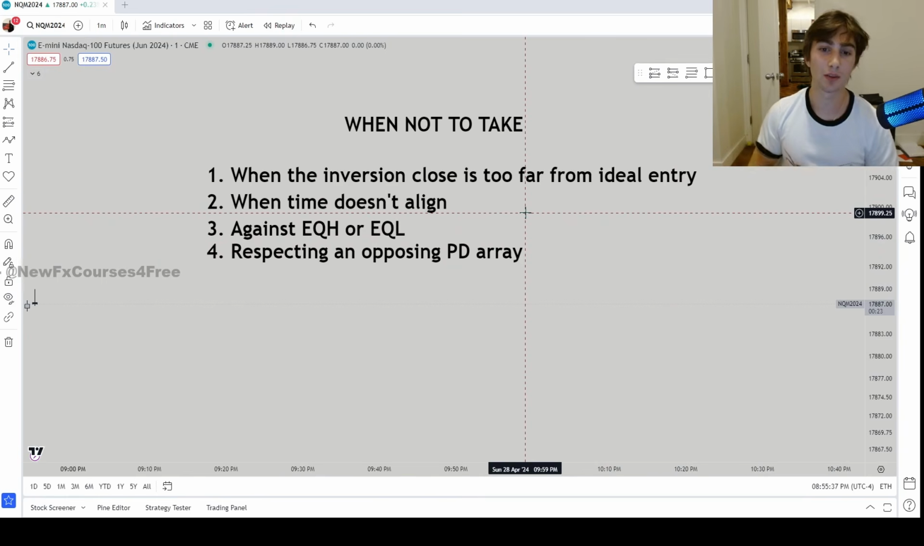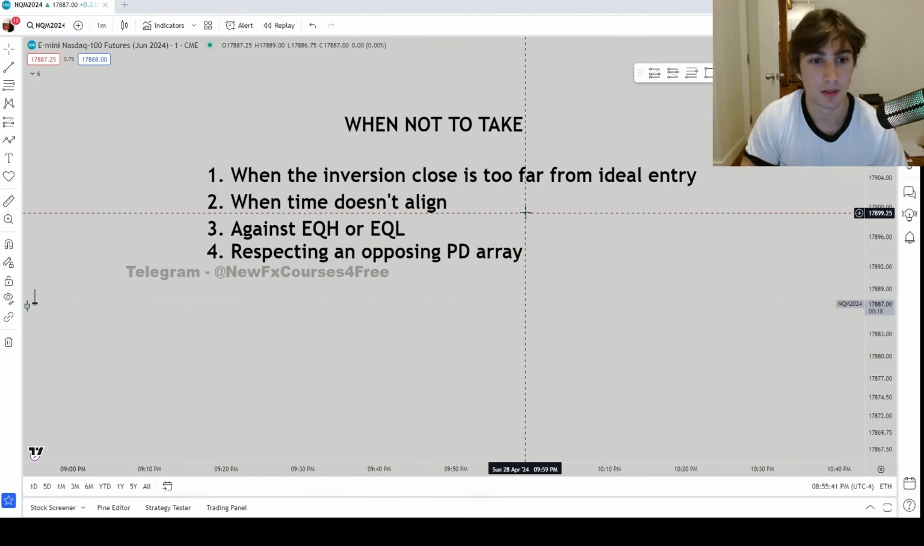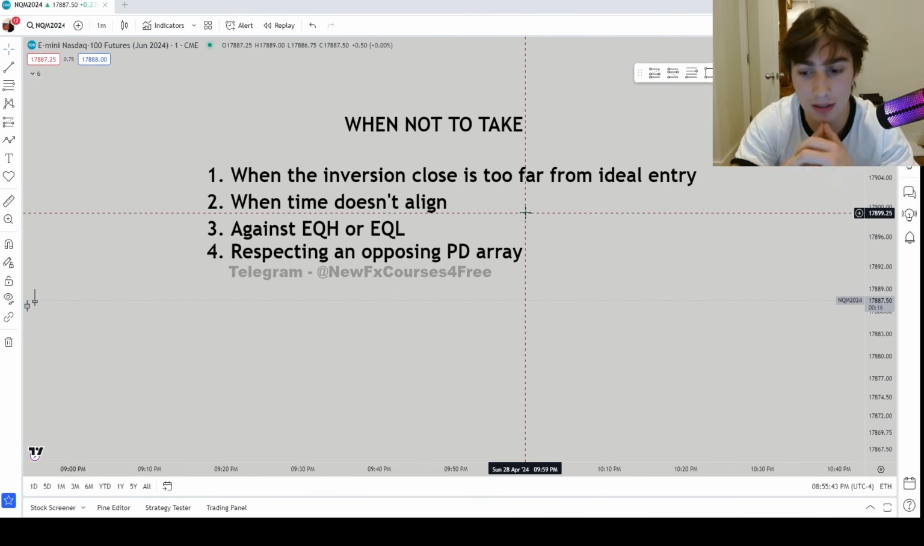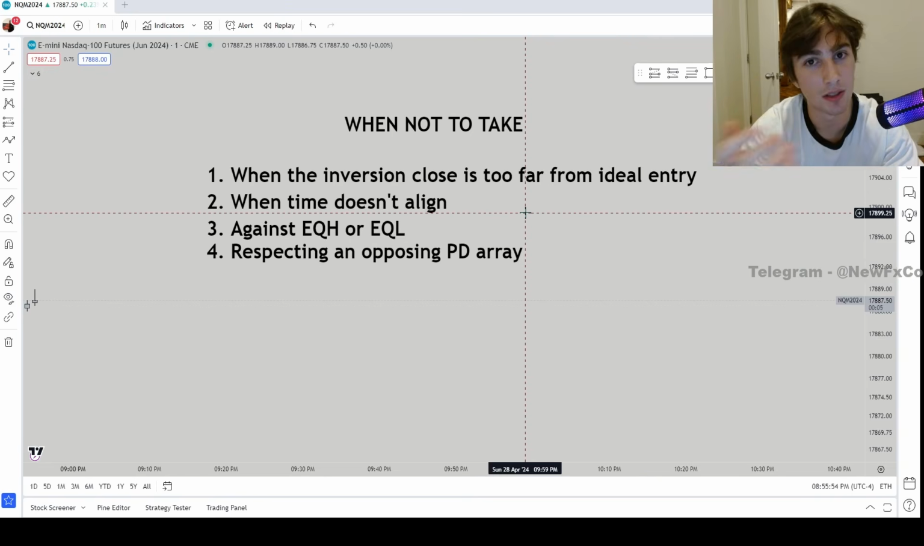Number two, when time doesn't align, right? Let's say you see a PDI model start to happen at like 1:55 and 2 p.m. is about to open. Don't take it. Chances are you're going to get manipulated out by 2 p.m. It's not ideal.